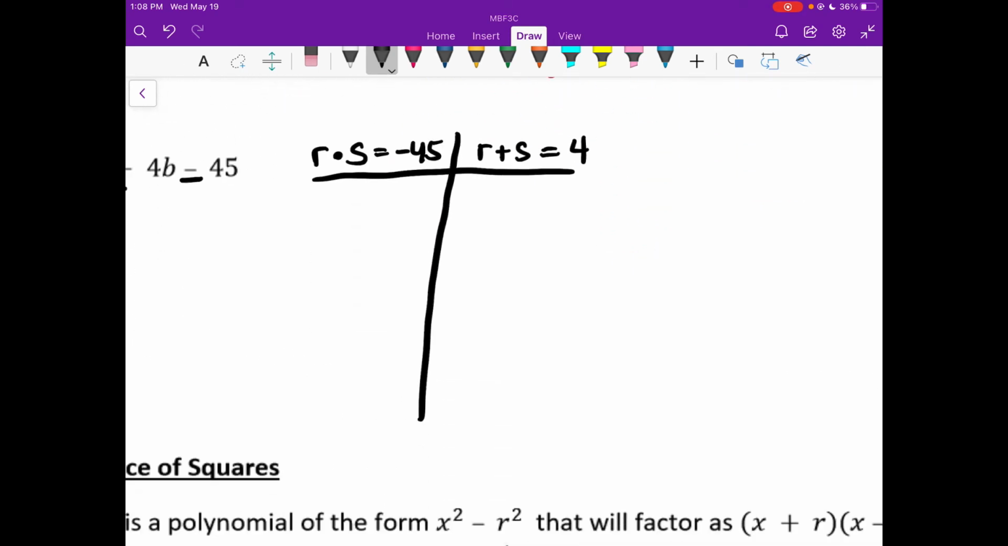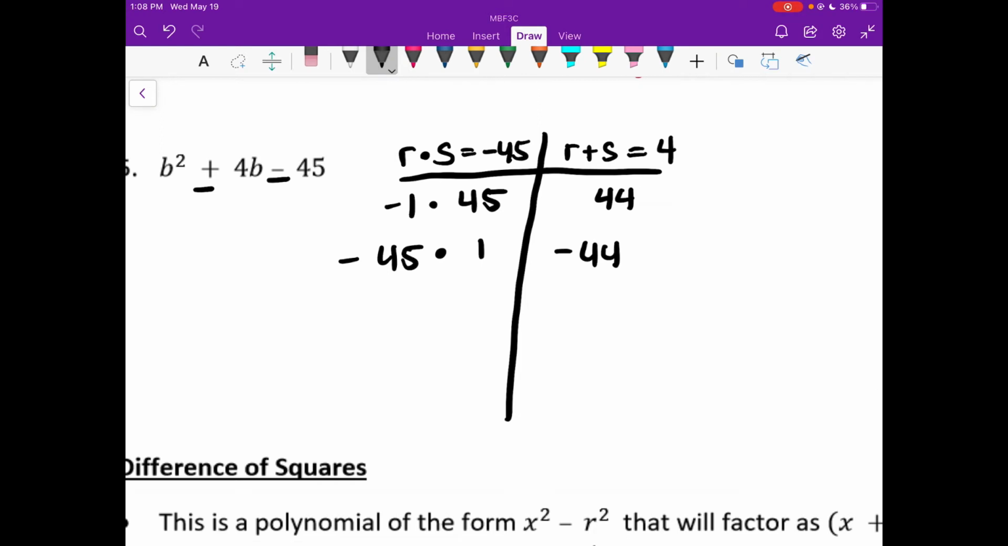Two numbers that multiply to give me -45: -1 times 45. If I add those two together, I'm going to get 44. Then 1 times -45: -45 plus 1 is going to be -44. That also doesn't make sense.